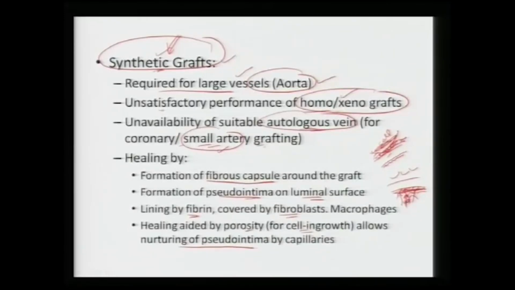So if you have certain porous region, the porosities can allow capillarity, which can allow formation of capillaries, and then that can nurture the pseudointima. So we can see the healing is occurring by formation of a fibrous capsule around the graft, then formation of pseudointima on the luminal surface, then there is some lining of fibrin which gets covered by fibroblasts and macrophages, and then healing is basically being aided by the porosity, which allows cell ingrowth by nurturing through the capillaries.